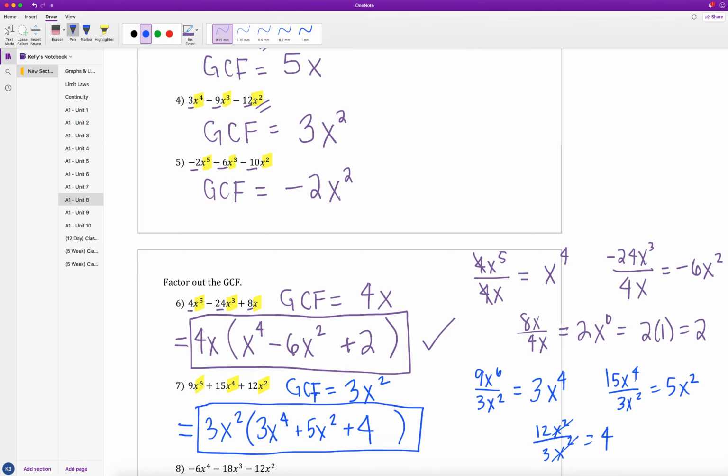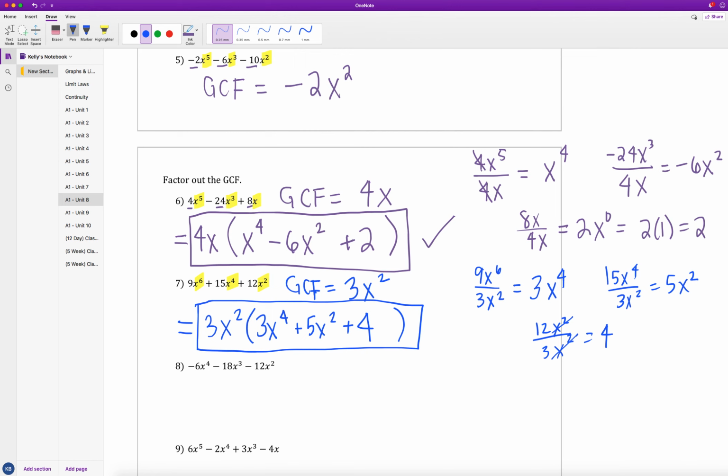Now we can always check this by distributing, which we talked about before. But another good thing to think about is if you're unsure if you had the greatest common factor right or not, what you want to look at is the stuff left inside the parentheses. And you want to make sure that they have nothing in common. So 3, 5, and 4 have no factors except for 1 in common. And then x to the 4th and x squared and a term without an x will not ever have anything in common because this last term has no x's left.